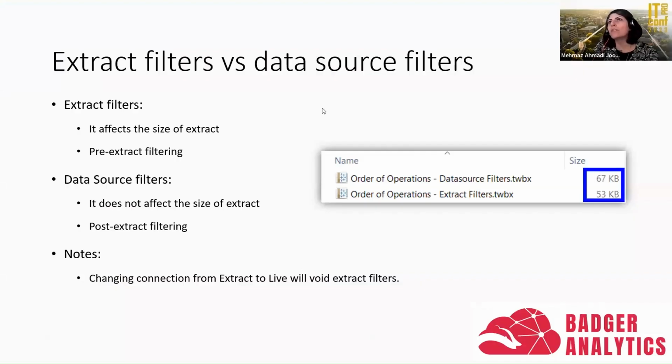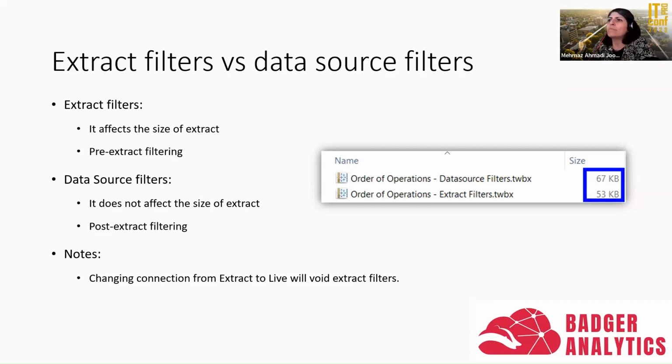Okay, so when you look at them, because the extract filter happens before the data is pulled, it has a lower size. It's smaller than the other one. Versus the data source filter, where all the data is pulled and then it is being filtered. So just be aware of that. The extract filter affects the size of the extract, and it is pre-extract filtering. With data source filters, however, it does not affect the size of the extract, and it is post-extract filtering.